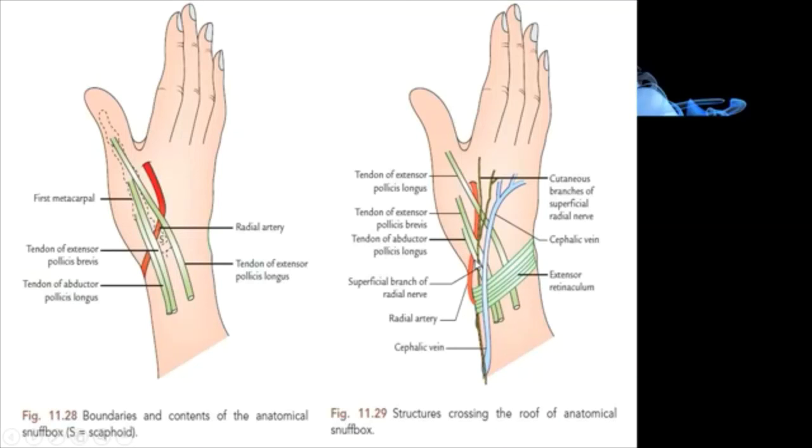And in the anatomical snuff box, there is an artery. It is called the radial artery. It is very important clinically because we palpate the radial artery at the location of the anatomical snuff box. And also there will be tenderness in the anatomical snuff box if there is a fracture of the scaphoid bone. So the radial artery is palpated in the anatomical snuff box, we palpate the radial artery at this point.